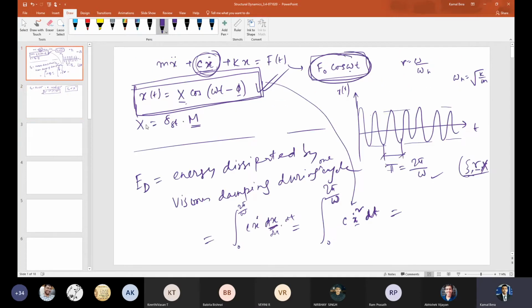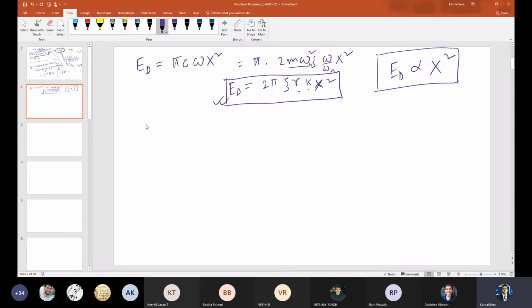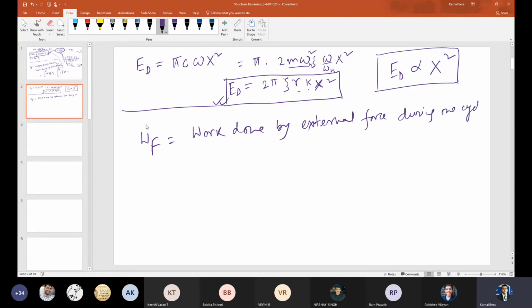This is the force, F naught cosine omega t. I'll call it WF, the work done by the external force during one cycle. So for one cycle, what will be the work done? Tell me. Sir, integral of force function into dx. Correct, integral of force times dx.